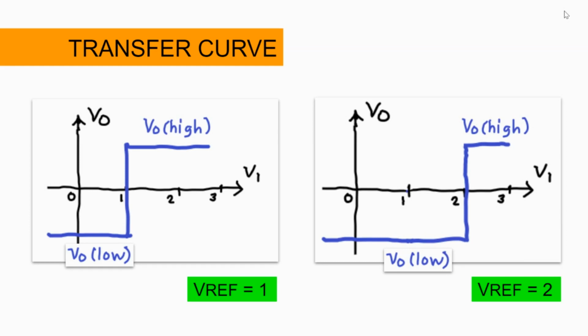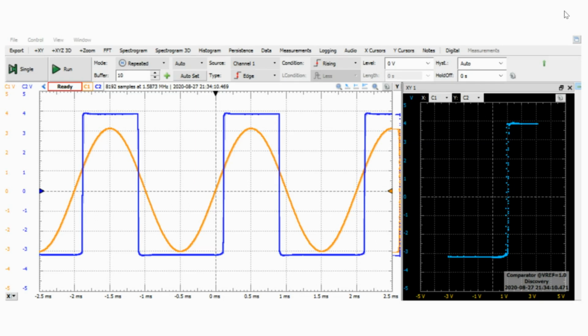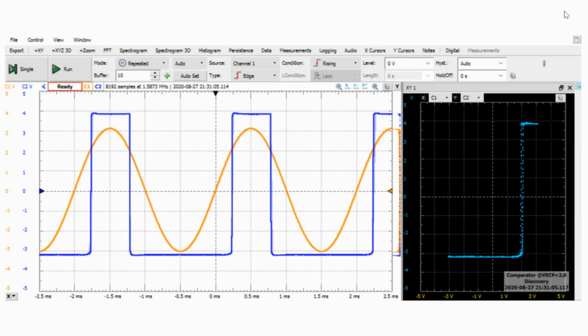For the same circuit we showed earlier, the transfer curve is now included for Vref equals 1 volt and for Vref equals 2 volts.